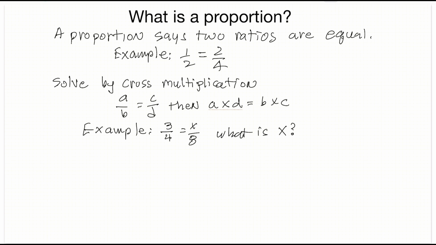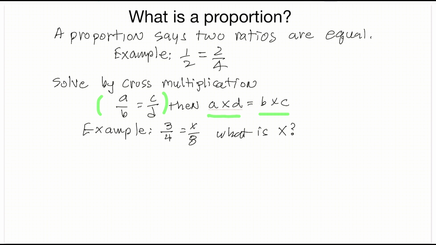So what is a proportion? A proportion says two ratios are equal. For example, 1/2 is equal to 2/4. And we solve by cross multiplication. So if this is going to be our format, A divided by B is equal to C divided by D, then we can cross multiply and we get A times D is equal to B times C.